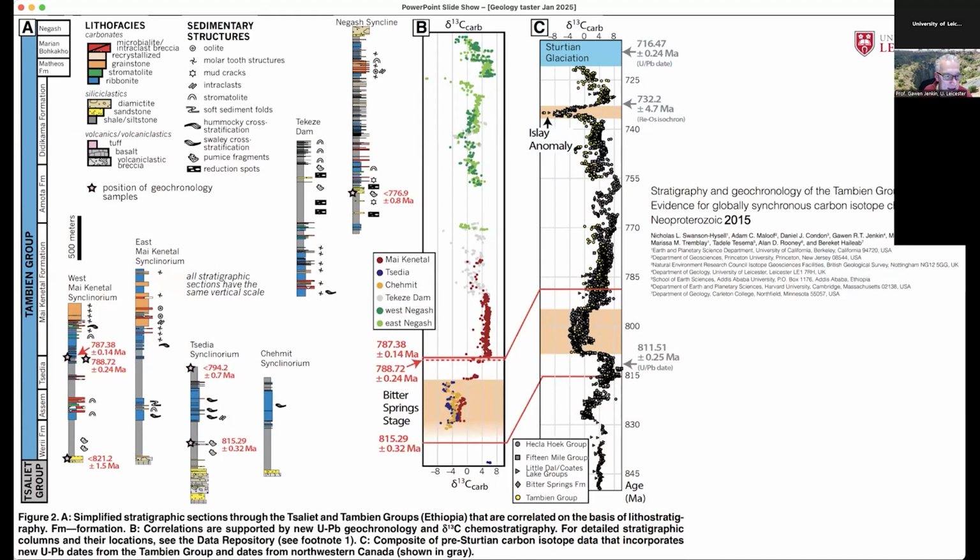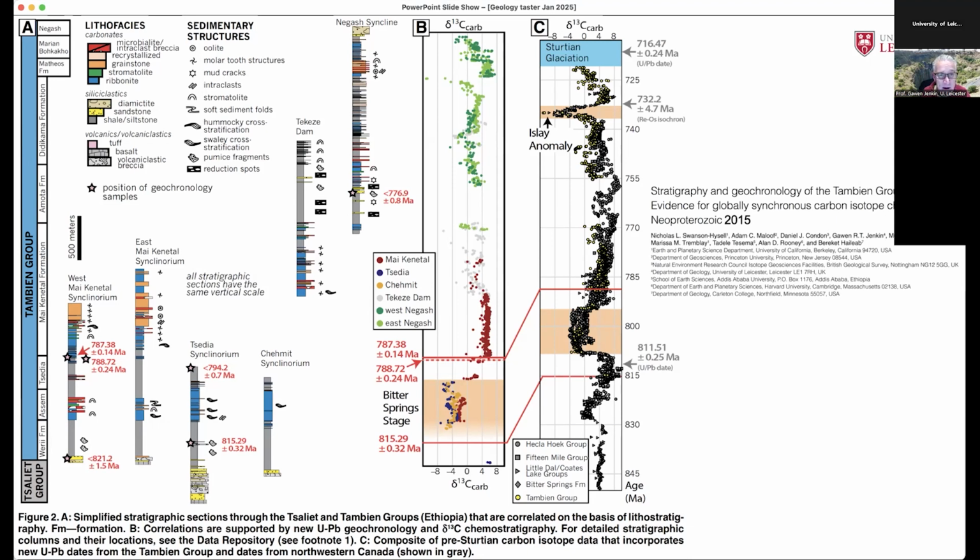But what we've done here is we've got stratigraphic logs of each different section of these rocks. We've looked at the rock type and the lithologies, and we've taken carbonate rocks out and done carbon isotope measurements. And we've taken rocks out and dated them. So you can see here, hopefully you can see my cursor, 815.29 million years. That's the rock I just showed you. So we dated very precisely the age of these carbonates.